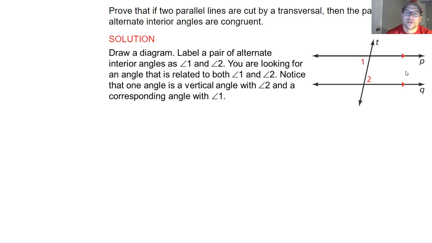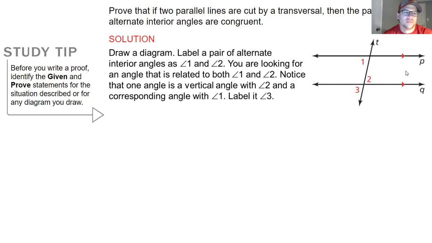Notice that one angle is vertical angle with 2 and a corresponding angle with 1. And that's going to be that purple one that gets highlighted, where it is vertical to number 2, but corresponding to number 1 because it's in the bottom left-hand corner. So that would be your angle 3. So before you can write a proof, make sure we are knowing what our given is and what the prove statement is for our diagram. So we're given that line P is parallel to Q. We have to prove that angle 1 is congruent to angle 2.